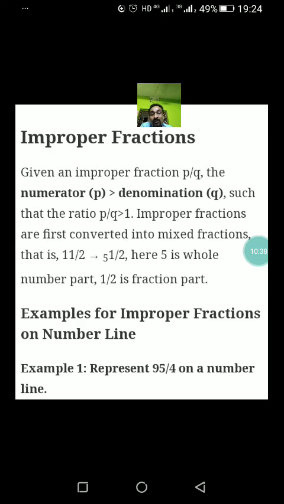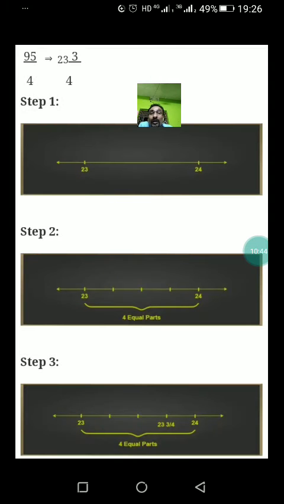Okay, now let us represent 95 by 4 on a number line. We have to represent 95 by 4 on the number line. First, we convert 95 by 4 into a mixed fraction. When 95 is divided by 4, the quotient is 23, remainder 3, and the divisor is 4. It means 95 by 4 equals 23 and 3 by 4.